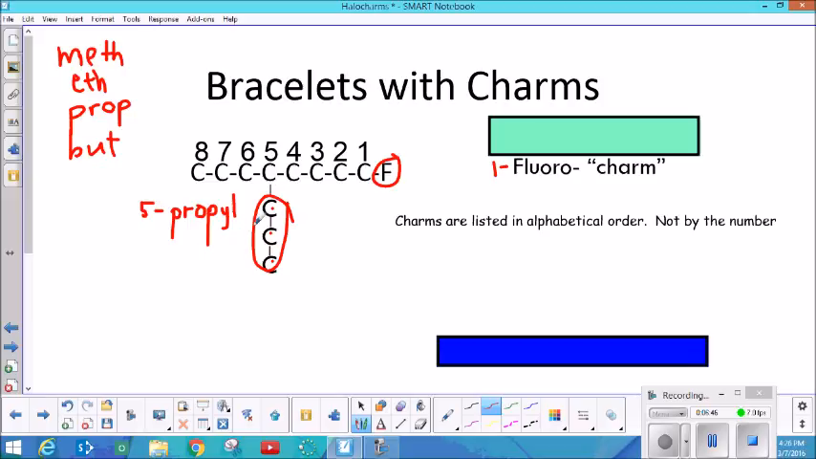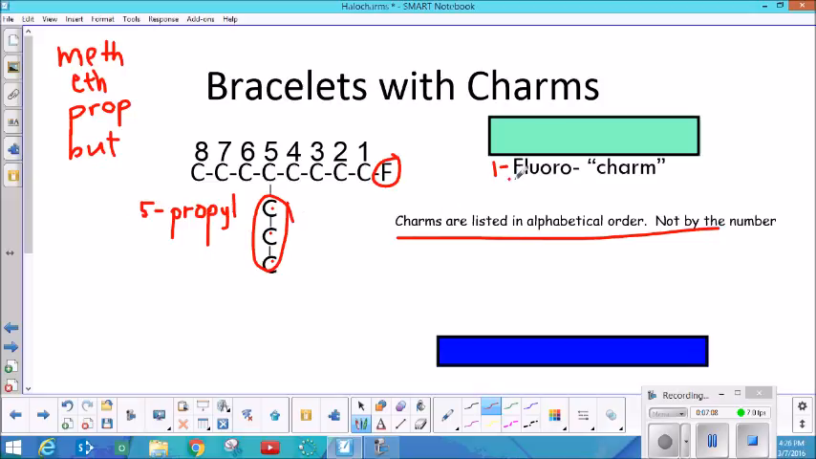So I've got a 5-propyl and a 1-fluoro. As this says, the charms are listed in alphabetical order. You will put the number with it. The number lets the reader know where that charm hangs, but you can't put them in the number order.